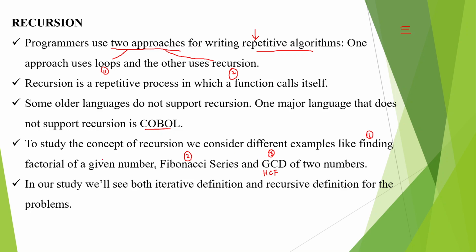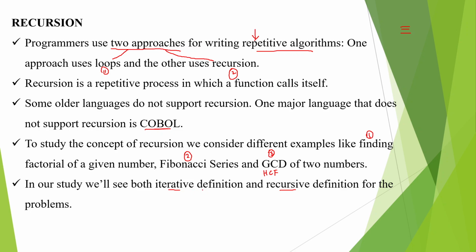As the last step, when solving these problems, we do not just go with the recursive approach but also with the iterative definition. We see both the iterative definition as well as the recursive definition for these three problems. Let us quickly take a crisp understanding from this slide. In order to achieve repetition, we have two different approaches. One is loops, which we call the iterative approach. Using loops is nothing but the iterative approach.